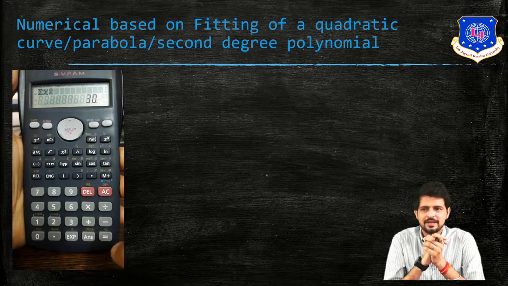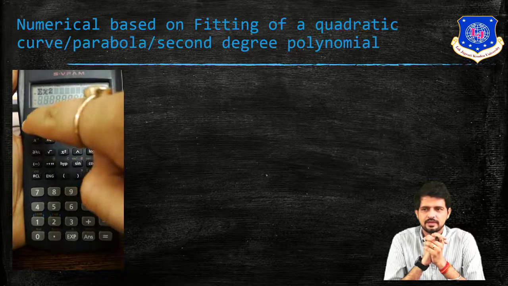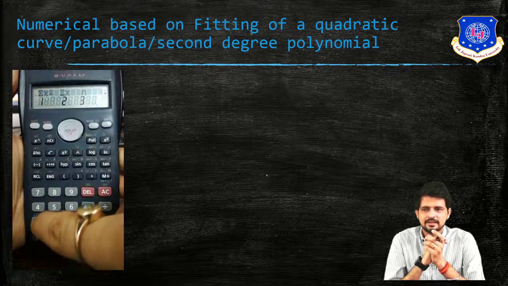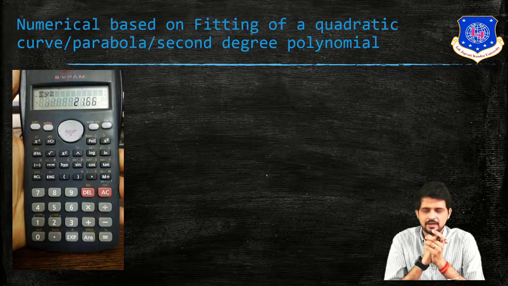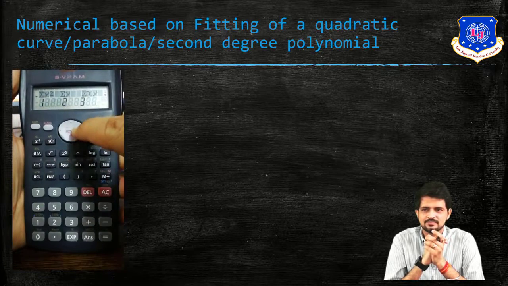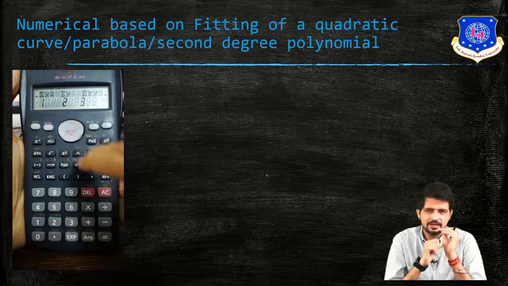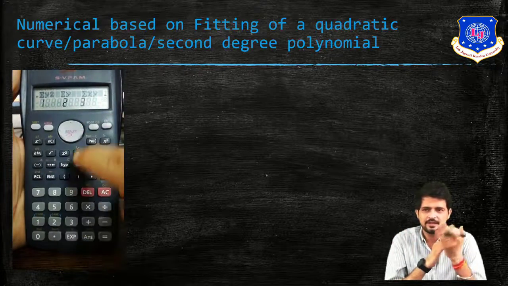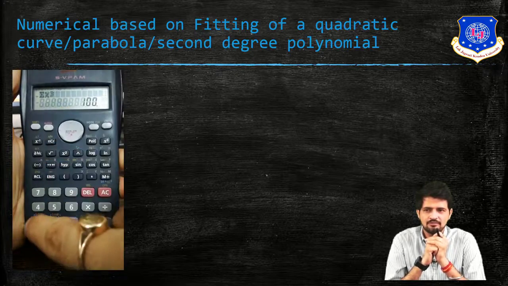Sigma x square, that is 30. Then sigma x, 10. Then again shift, then 1, then next value, sigma y square, that is 21.66. Each and every value you can get. You can get all the 7 values with the help of this. And there is no need to make a table or anything. You can directly use those values from the calc. Sigma x cube. So all the values we have obtained.